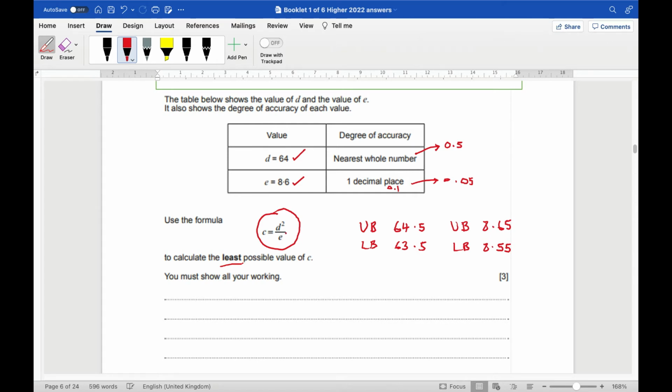If I want to keep this low, I want the lowest number. So I'm going to use 63.5 squared divided by E, which is this number. But if I want to keep my answer low, I've got to think to myself, do I want to divide by the lowest amount or divide by the biggest amount? And actually, to get the least answer here, it's the lower bound of the top, but we would divide by the upper bound at the bottom.